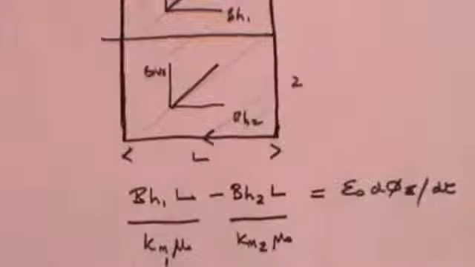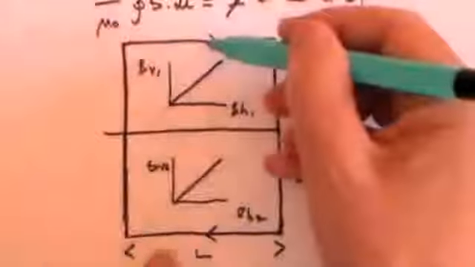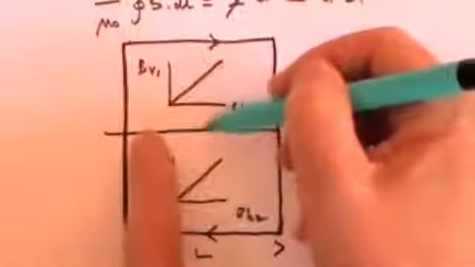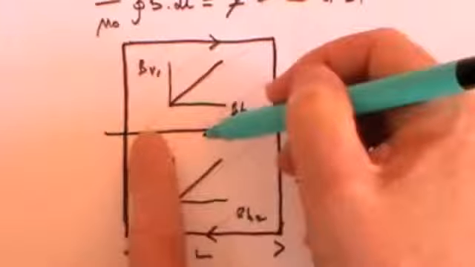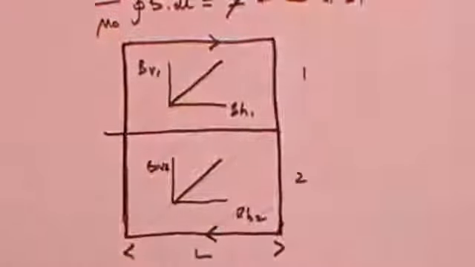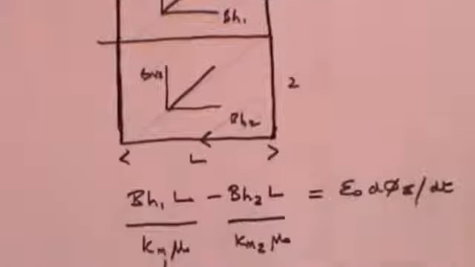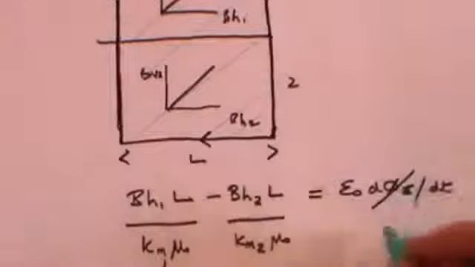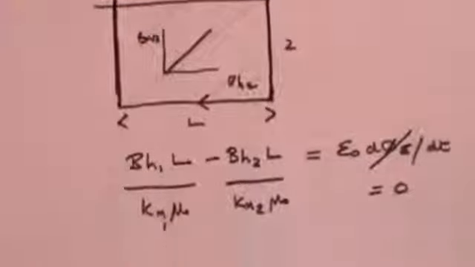Okay, guess what we're going to do? Exactly the same as we did before. We just shrink this rectangular path down to an infinitesimally small area on the surface. How much flux can travel through it? 0. This just becomes 0.